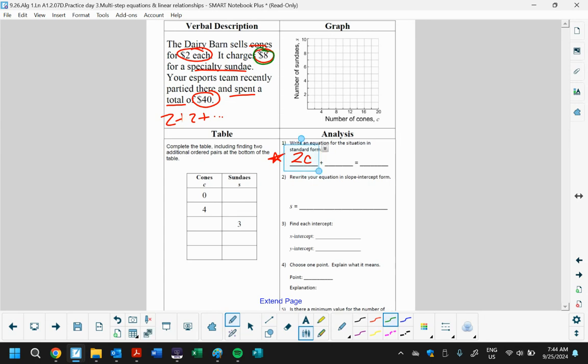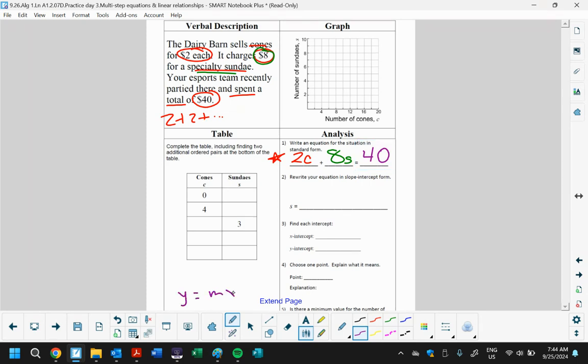Following that, I notice we had $8 for specialty sundaes. And again, I would use 8y, but they give us s for a variable, so I'm going to use a little s. In the end, a total of $40. So I'm going to go ahead and put that 40 right in here. There's our equation.